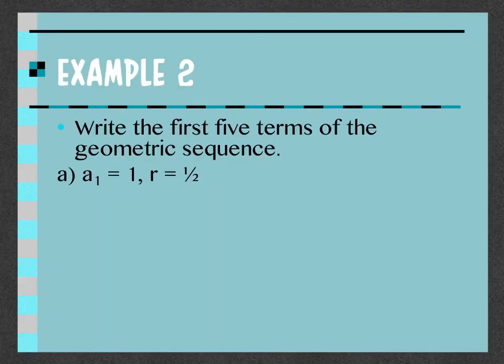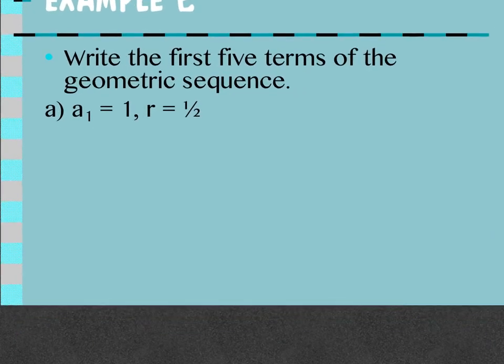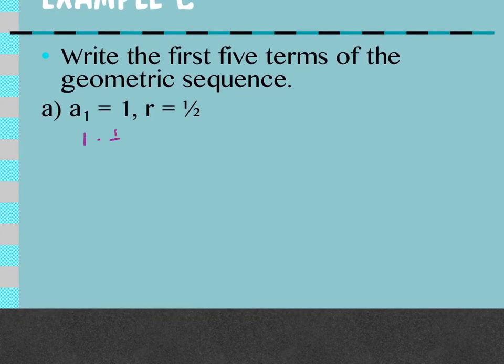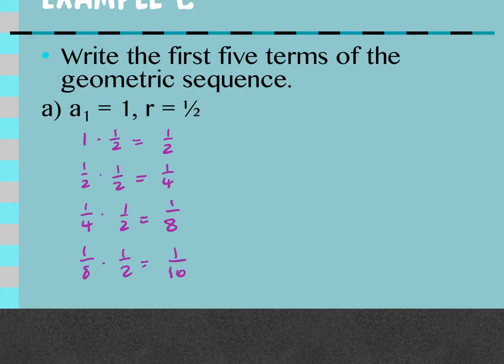Okay, this one says write the first 5 terms of the geometric sequence. So now you're given the first term and you're given R. You're just going to keep multiplying times R. So the first one is 1. Then you would do 1 times 1/2. That's 1/2. Then I would do 1/2 times 1/2. That's 1/4. Then I would do 1/4 times 1/2. That's 1/8. And 1/8 times 1/2. That's 1/16. I want 5 terms.